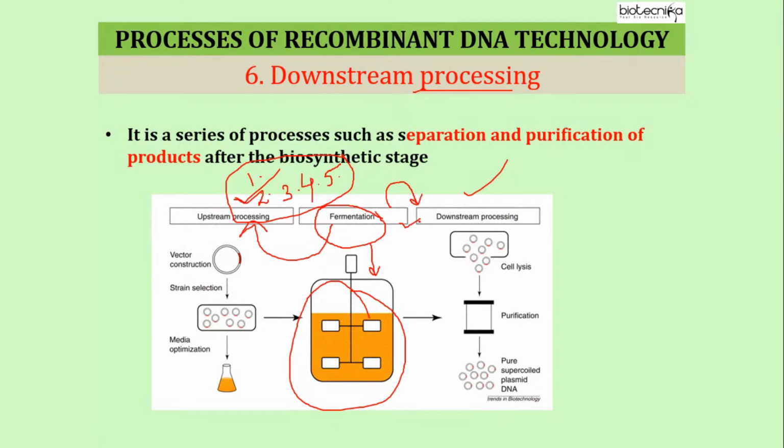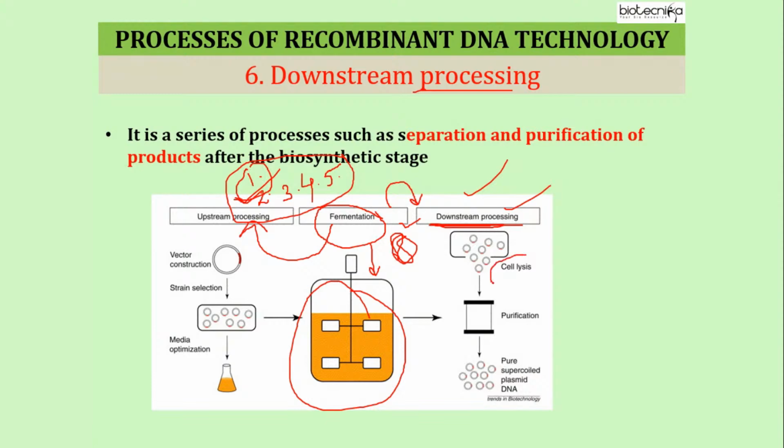Down means afterwards. Afterwards, our ultimate aim is protein. Listen guys, our ultimate aim is the product. What product? Protein. From where have we got this protein? Gene of interest. So all the things we will do to purify or separate this protein from other contaminants or impurities, that is what is called downstream processing.